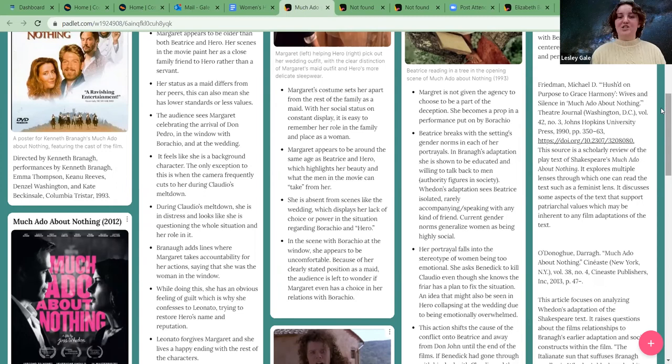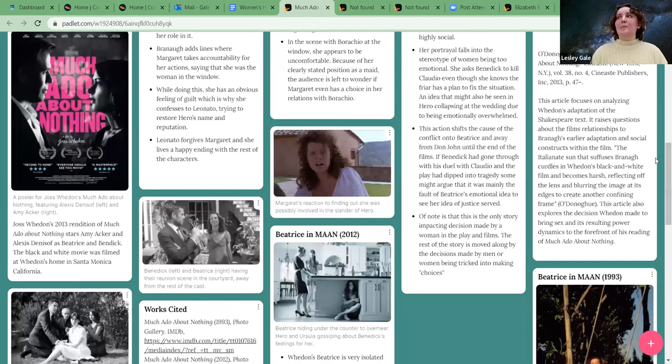And then, Beatrice telling Benedick to kill Claudio is one of the only times a woman actually has a choice in each film. It is the only time where a woman really makes an impact on a man to take some kind of action that impacts the plot.